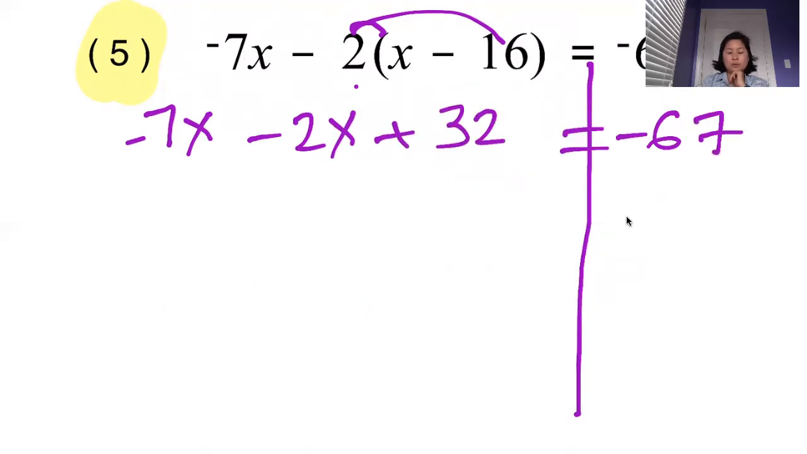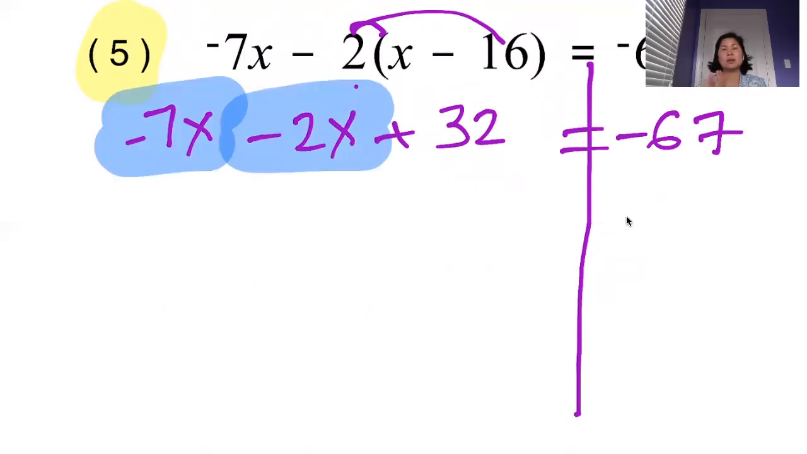Okay. For this one, if I look over here, I have 7x and negative 2x. They're on the same side, so I don't do the opposite if they're on the same side. I just do what I see. Negative 7 minus 2 gives me negative 9.